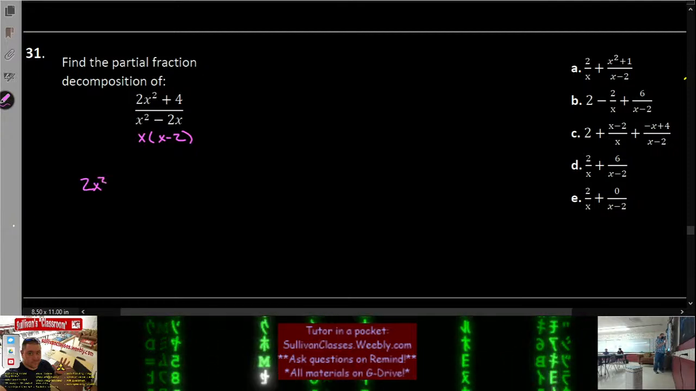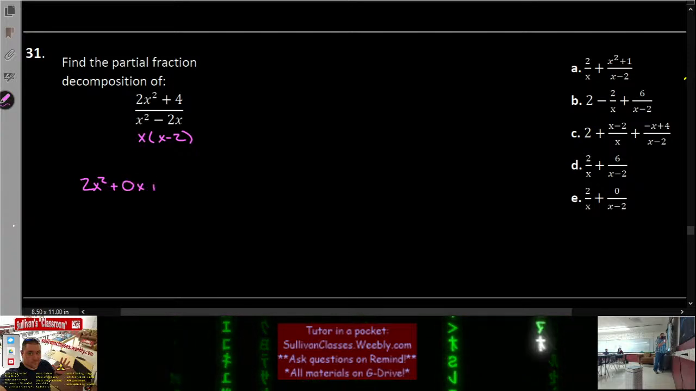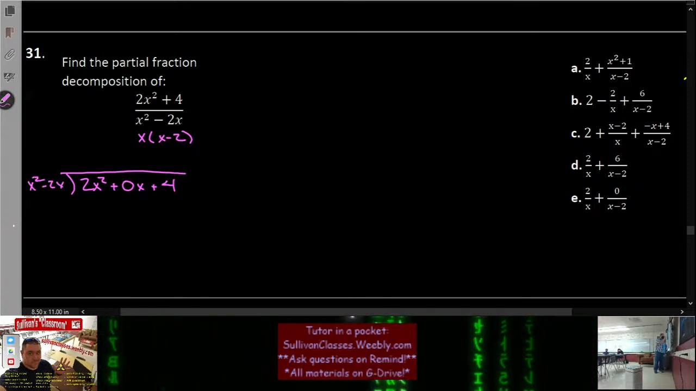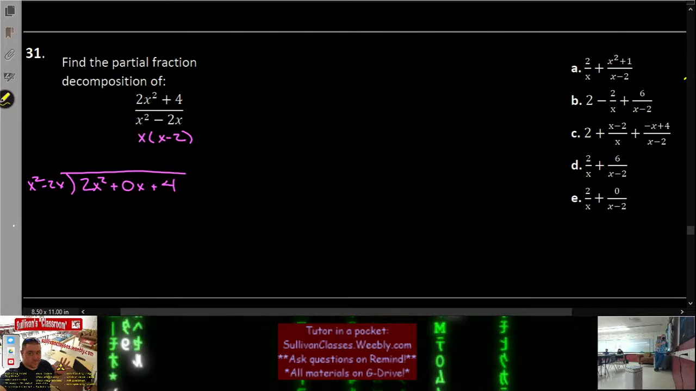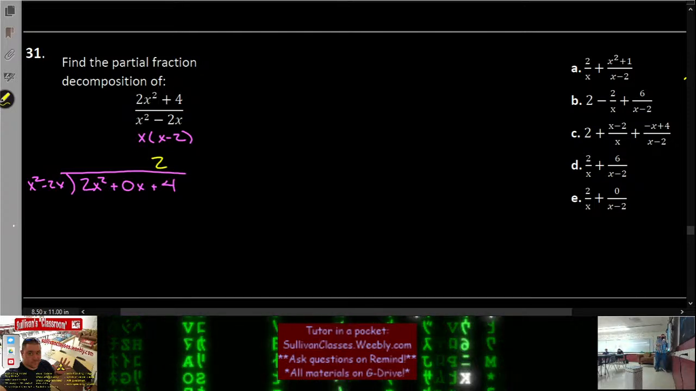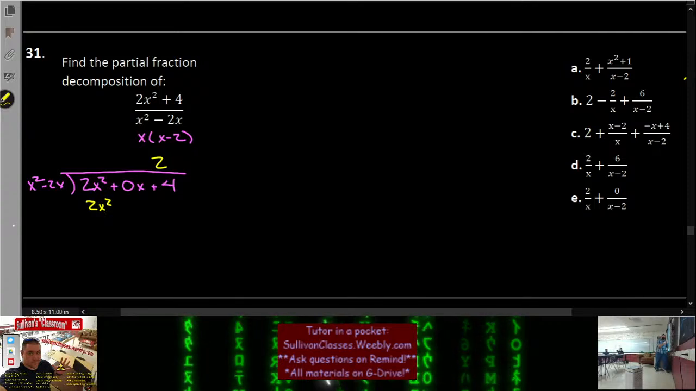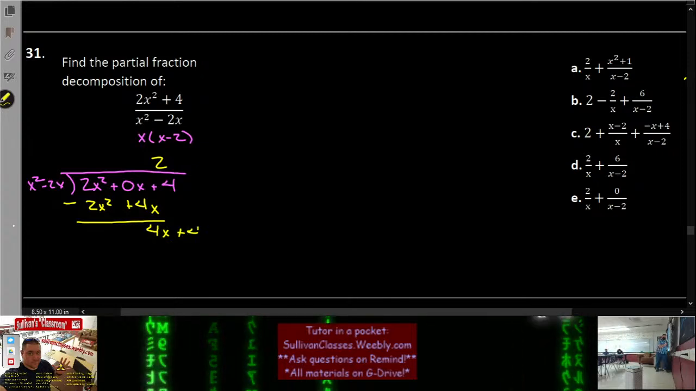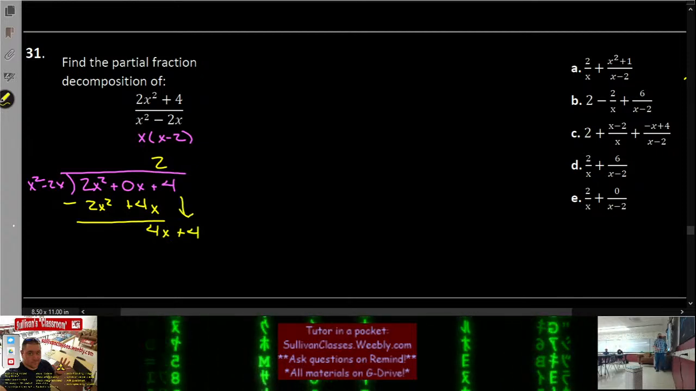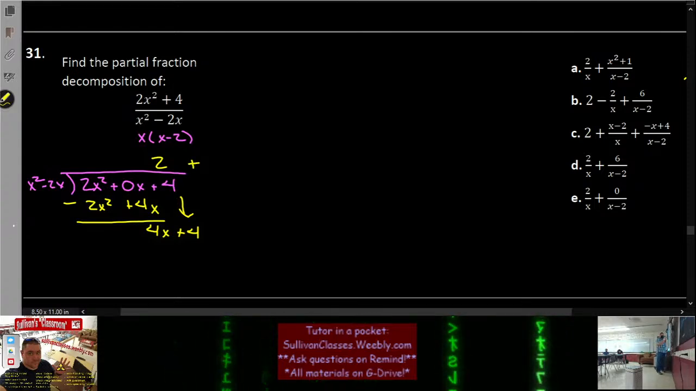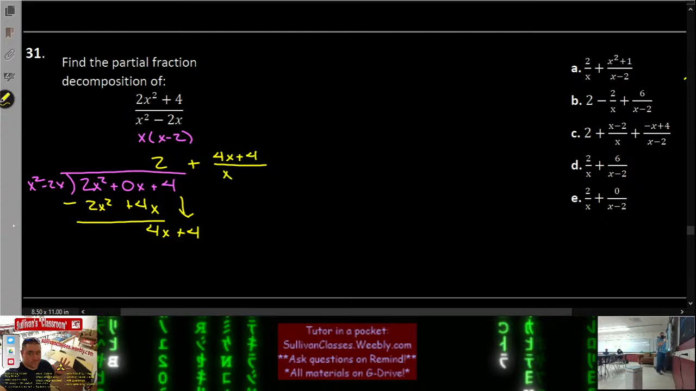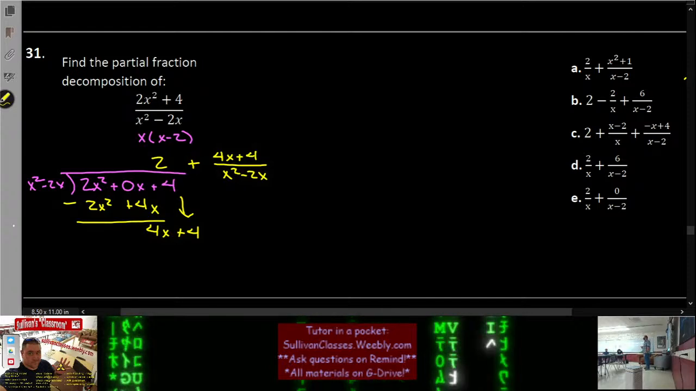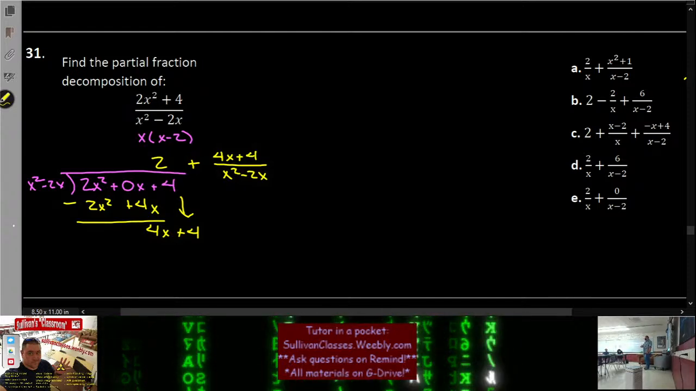So we'll take a 2x squared plus 0x, placeholders are important, plus 4, divided by x squared minus 2x. 2x squared divided by x squared is 2. 2 times the stuff is 2x squared minus 4x. Change the signs, getting 4x plus 4. So that's what I'm really breaking up. It's 2 plus 4x plus 4 over x squared minus 2x. The 2 is the whole portion of this. I need to break up the fraction. The rational part is what gets exploded.